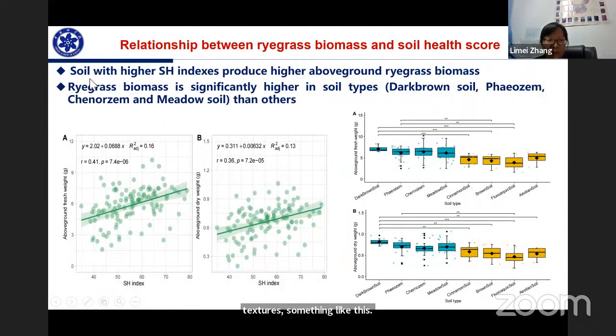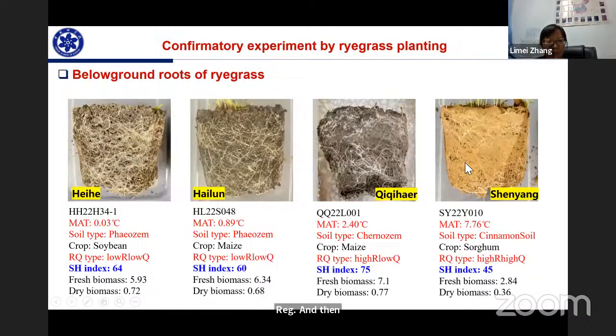Finally, we found that soil with a high soil health index generally produces high aboveground ryegrass biomass, and soil types with high soil health scores generally have higher root biomass than soils with low scores. This picture shows very clearly the belowground root growth condition. For this soil from the south part of North China, with a quite low soil health score, the root is not good and the biomass is the lowest. But for this soil with a high score from the north part, we generally got high ryegrass biomass.